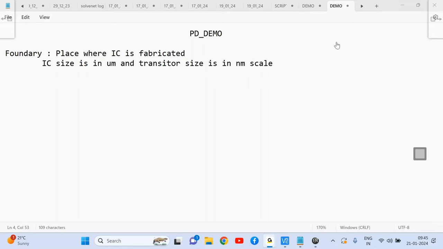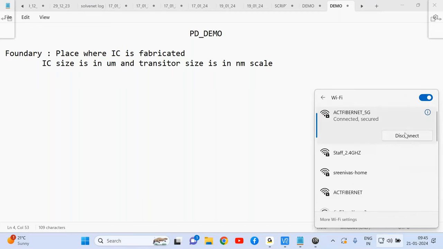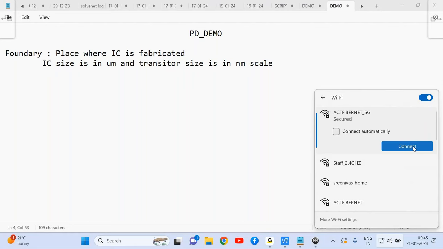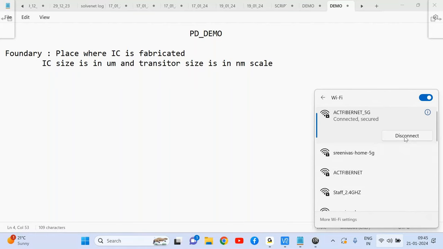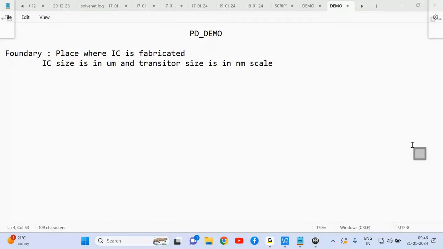Whether it is audible to everyone? Yes, sir, we are able to. Yes, now it is audible properly. Yes, sir, we are able to hear you.